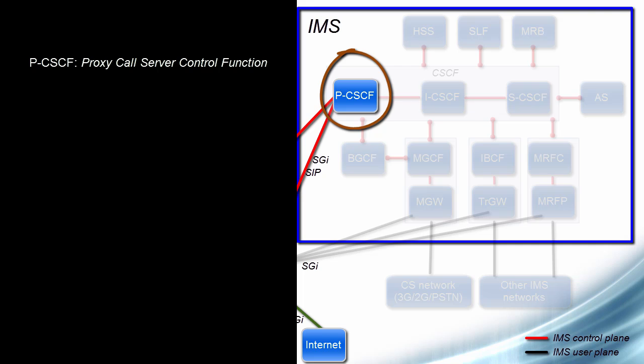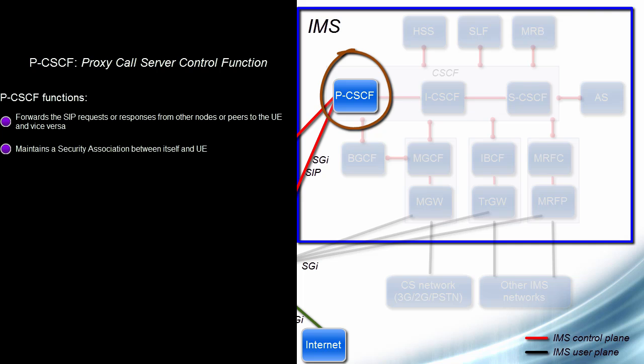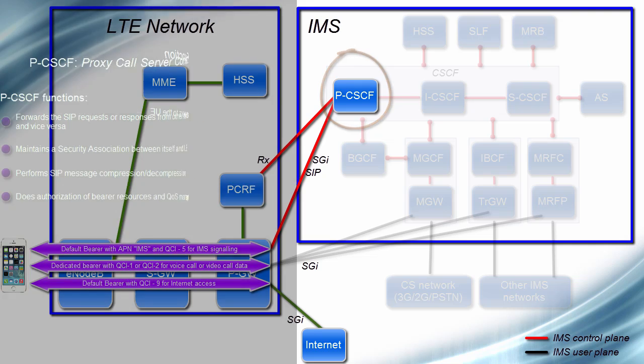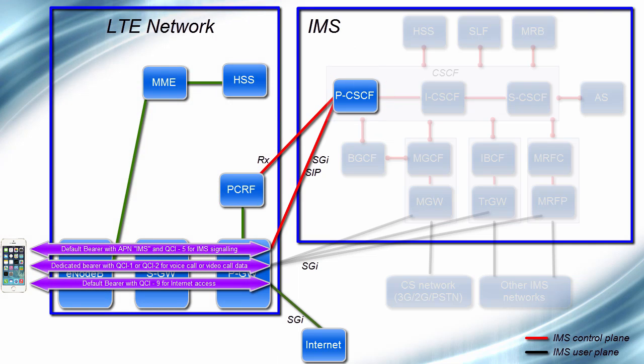The functions performed by the P-CSCF are: forwards the SIP requests and responses from other nodes and peers to the UE and vice versa, maintains a security association between itself and the UE, performs SIP message compression and decompression, and does authorization of bearer resources and QoS management. P-CSCF is connected to I-CSCF.